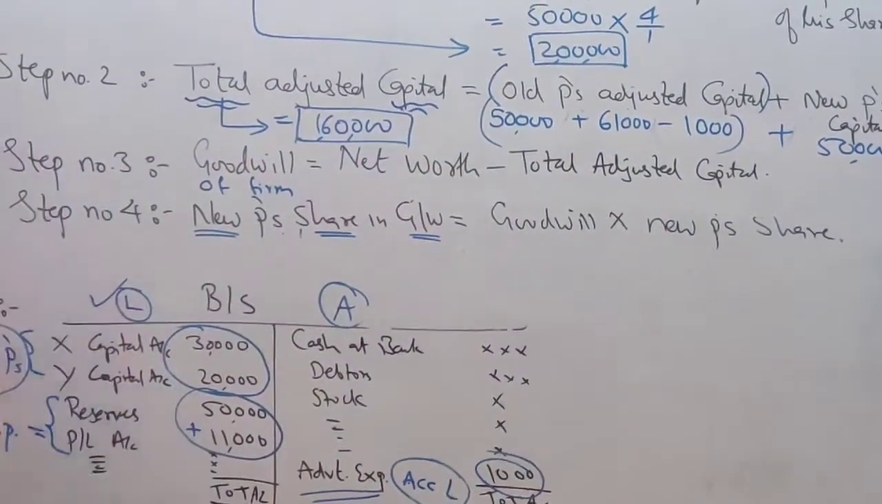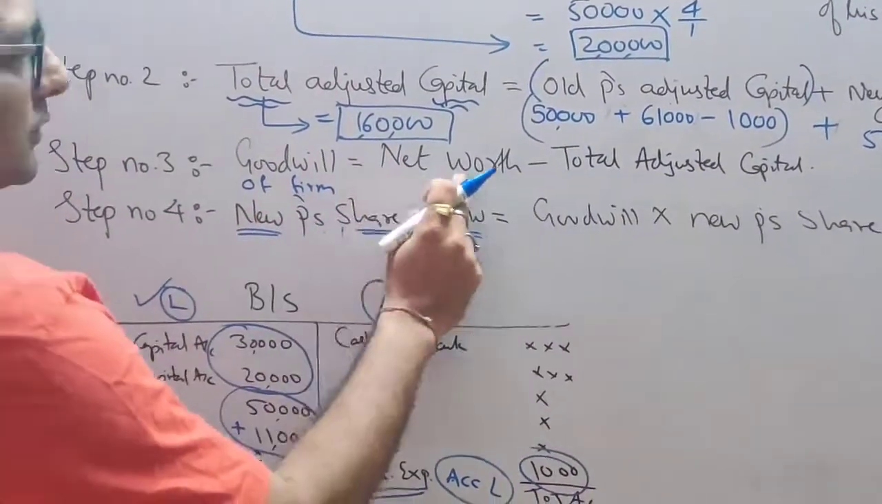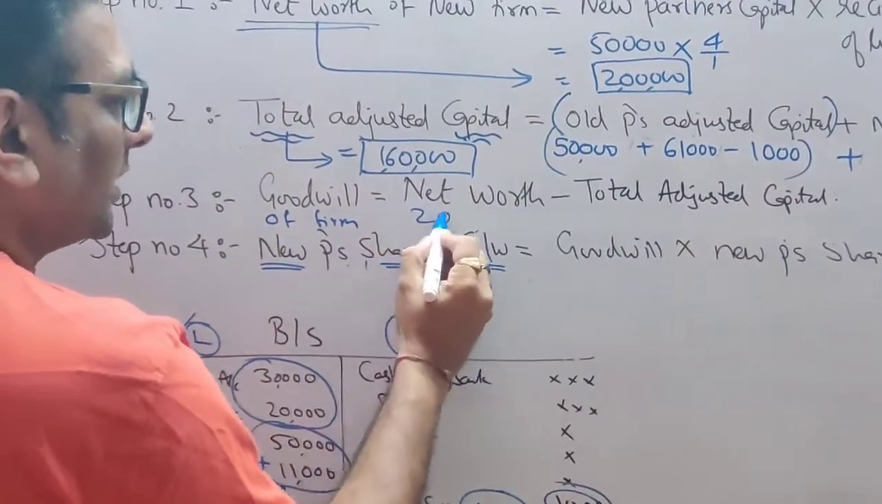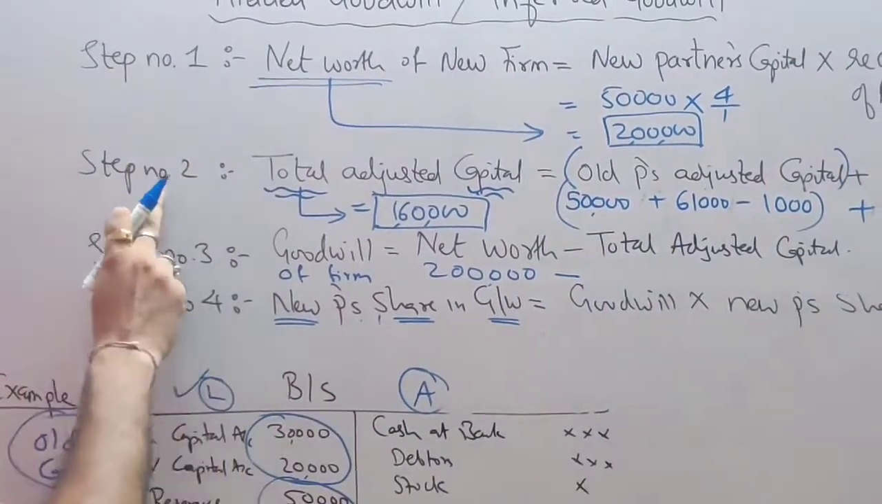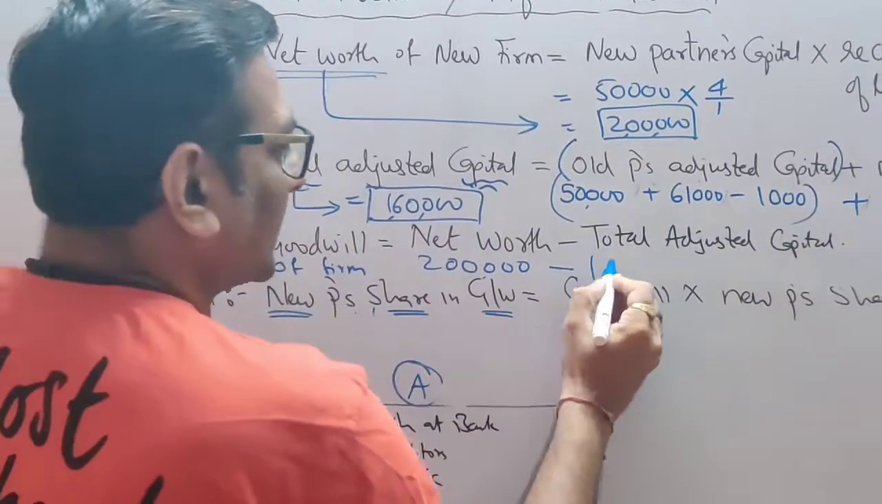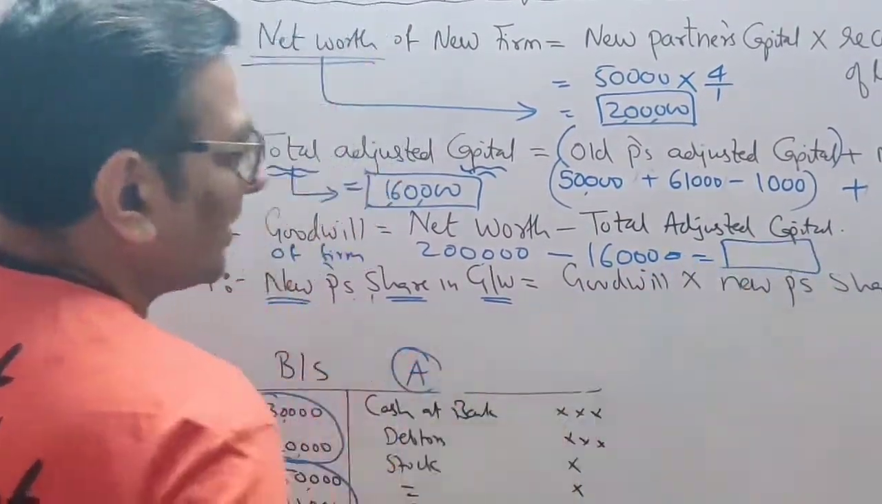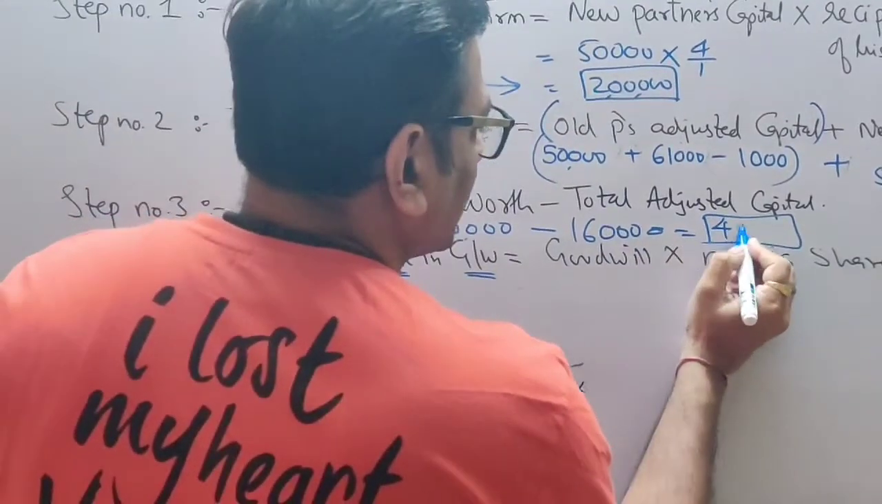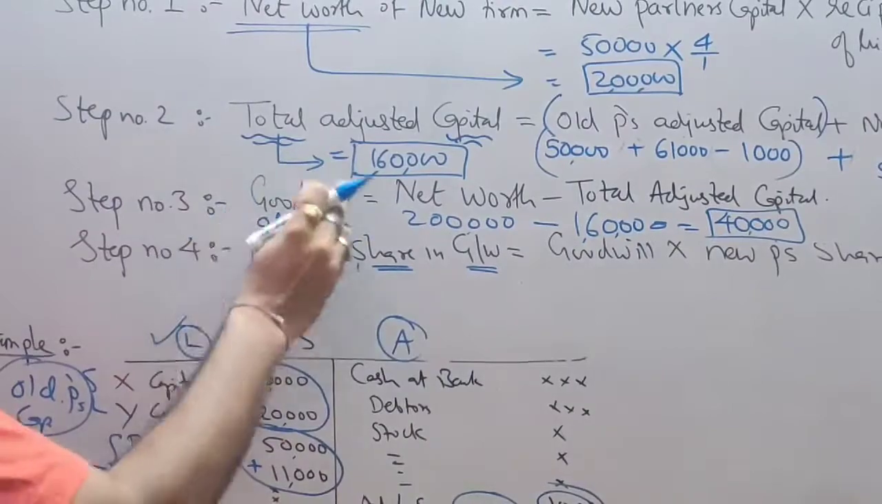Now step number 3, students. What is step number 3? Goodwill of the firm equals net worth minus total adjusted capital. How much net worth did we get? 2 lakh rupees. Total adjusted capital in step number 2 is 1,60,000. So how much is your goodwill? 40,000. So 40,000 is the goodwill of the entire firm.